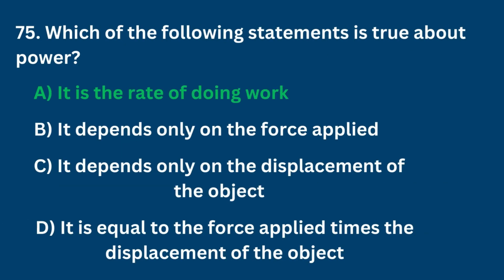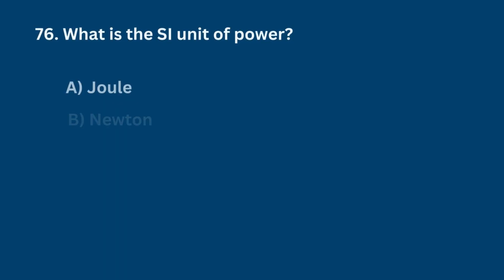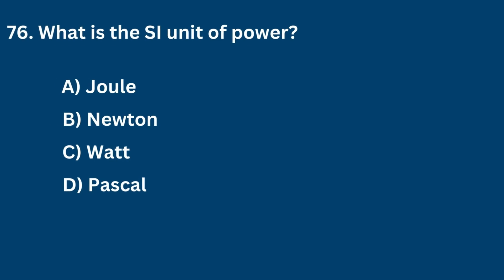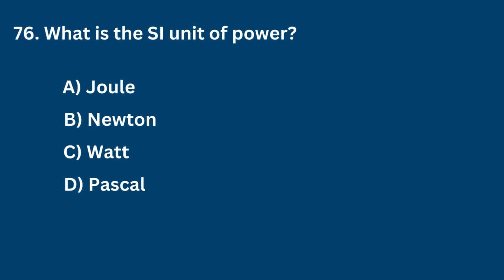Correct answer is A. It is the rate of doing work. What is the SI unit of power? The options are A. Joule. B. Newton. C. Watt. D. Pascal.